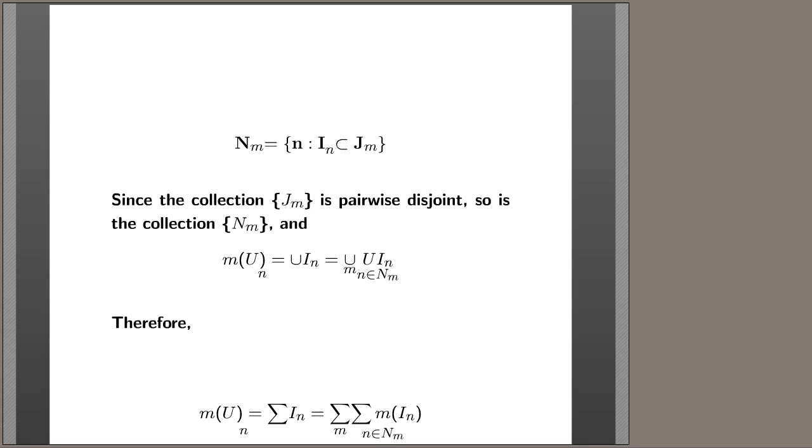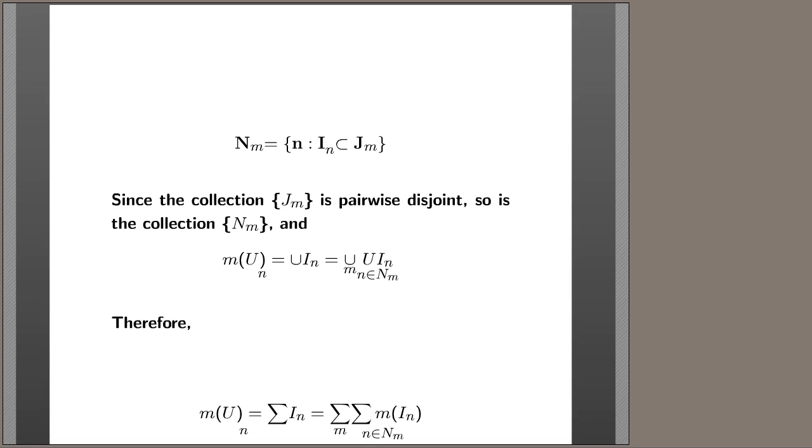So the collection N_M is also disjoint, and you can write the measure of U is equal to... Here you don't need the measure at the beginning because it's just the set U. You can write U, so cross out that measure.